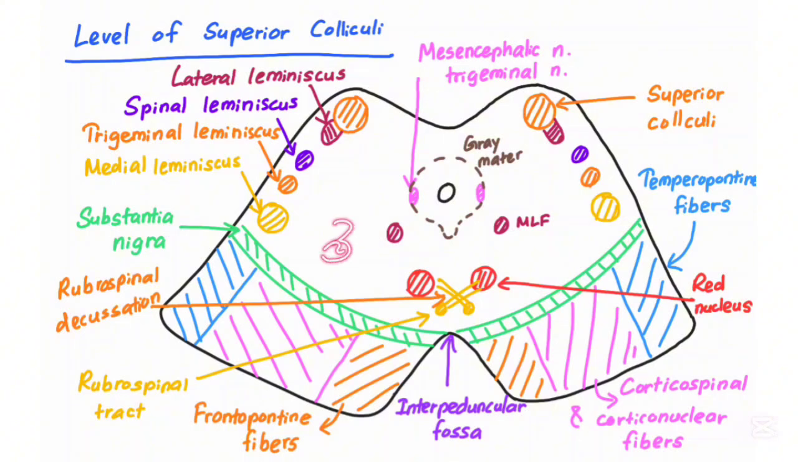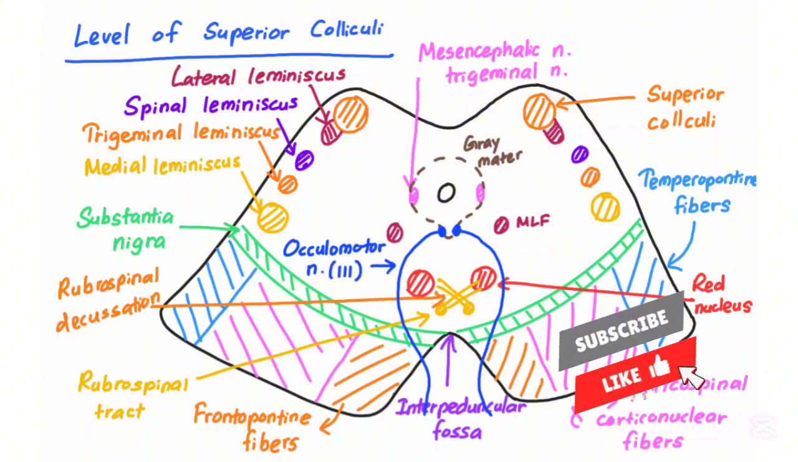We know in this level we can see the third cranial nerve. So here is the oculomotor nerve, which emerges from the medial side of cerebral peduncle. Now let's move to the level of inferior colliculi.